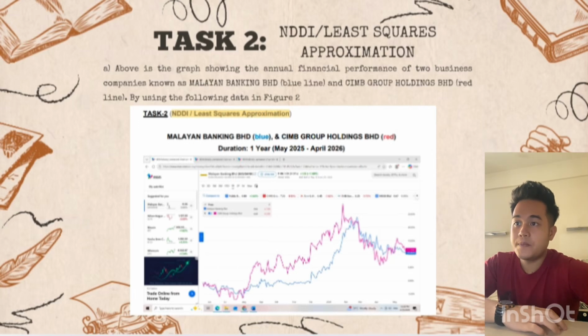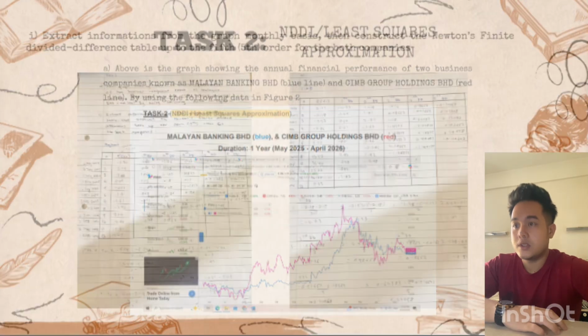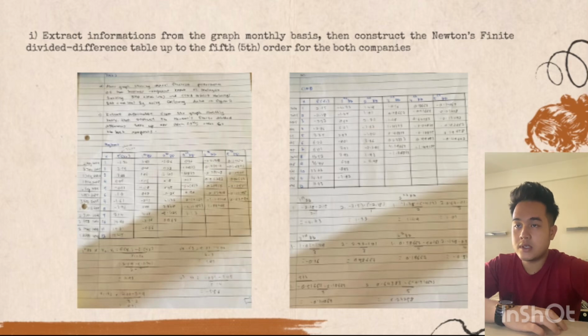Next is task 2. Above is the graph showing the annual financial performance of two business companies known as Malayan Banking Berhad for the blue line and also CIMB Group's Holding Berhad for the red line. By using the following data in figure 2, we need to extract information for the graph on a monthly basis, then construct the Newton finite divided difference table up to the 5th order for both companies. So I got the table for the Maybank and also CIMB.